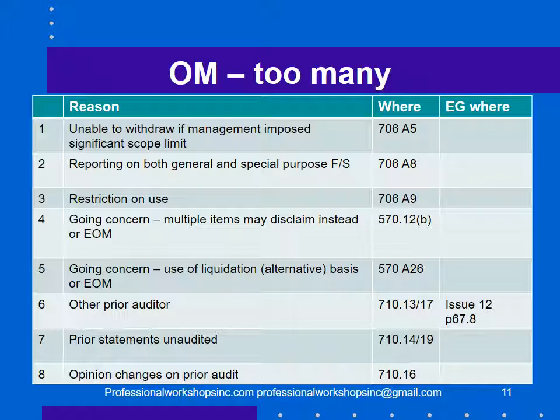So these are uncommon, but in the uncommon ones, that would be common, if you get what I mean. Going concern, either an emphasis of matter paragraph or another matter paragraph or a disclaimer. The next 3, there is a prior auditor who is another auditor. We would have another matter paragraph saying the comparative financial statements were audited by another auditor. Or if the comparative financial statements were unaudited, we might want to say that in another matter paragraph. So those 2 are more common.